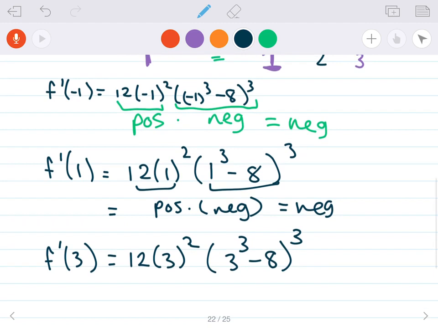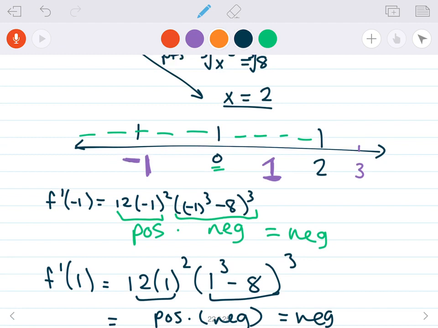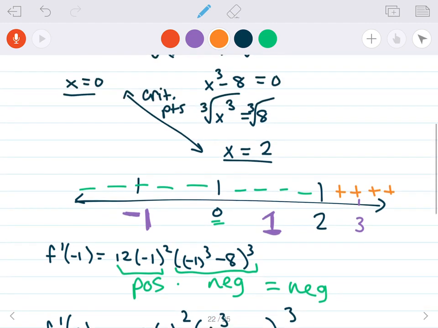Okay, so I can already see that this is positive. Positive times a positive is going to give us a positive. So this is changing signs here. Out of the two critical points that I got, only one of them is a point of interest because it changes signs.